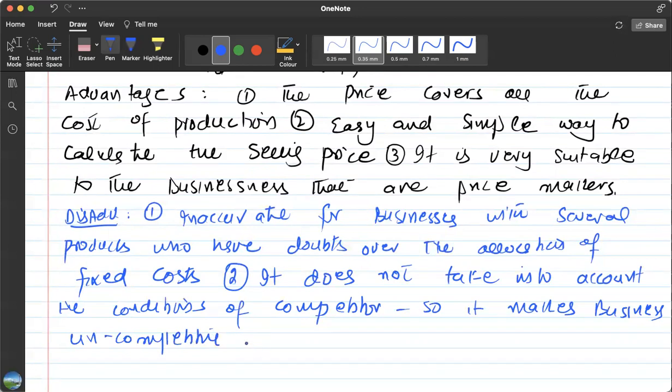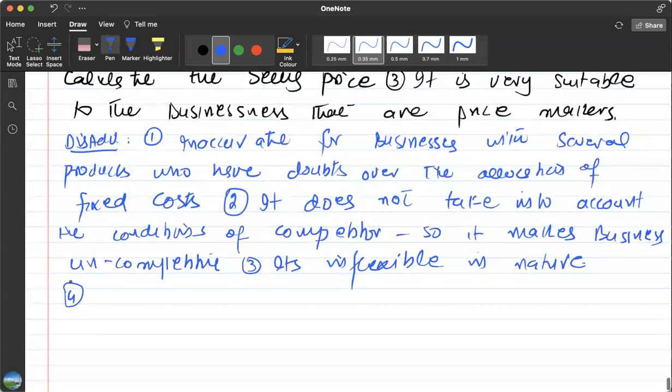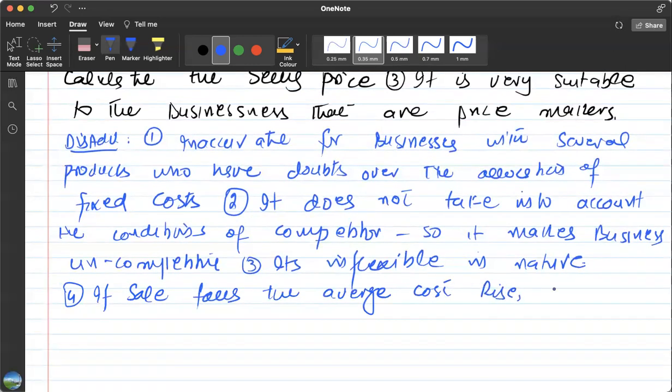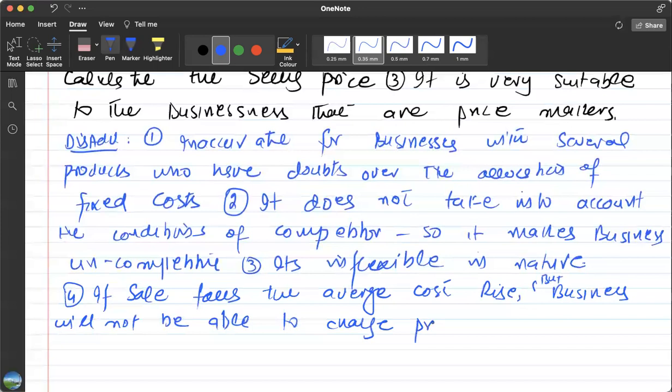It's inflexible in nature. That again makes business uncompetitive in the market. If the sales fall, average cost may rise. As a result of that, business might have to increase the selling price too. And that is exactly against the decline life cycle of the product, because at the declining stage, you cannot charge high price. But business will not be able to charge higher price at declining stage. So these are the advantages and disadvantages in detail of cost plus pricing.